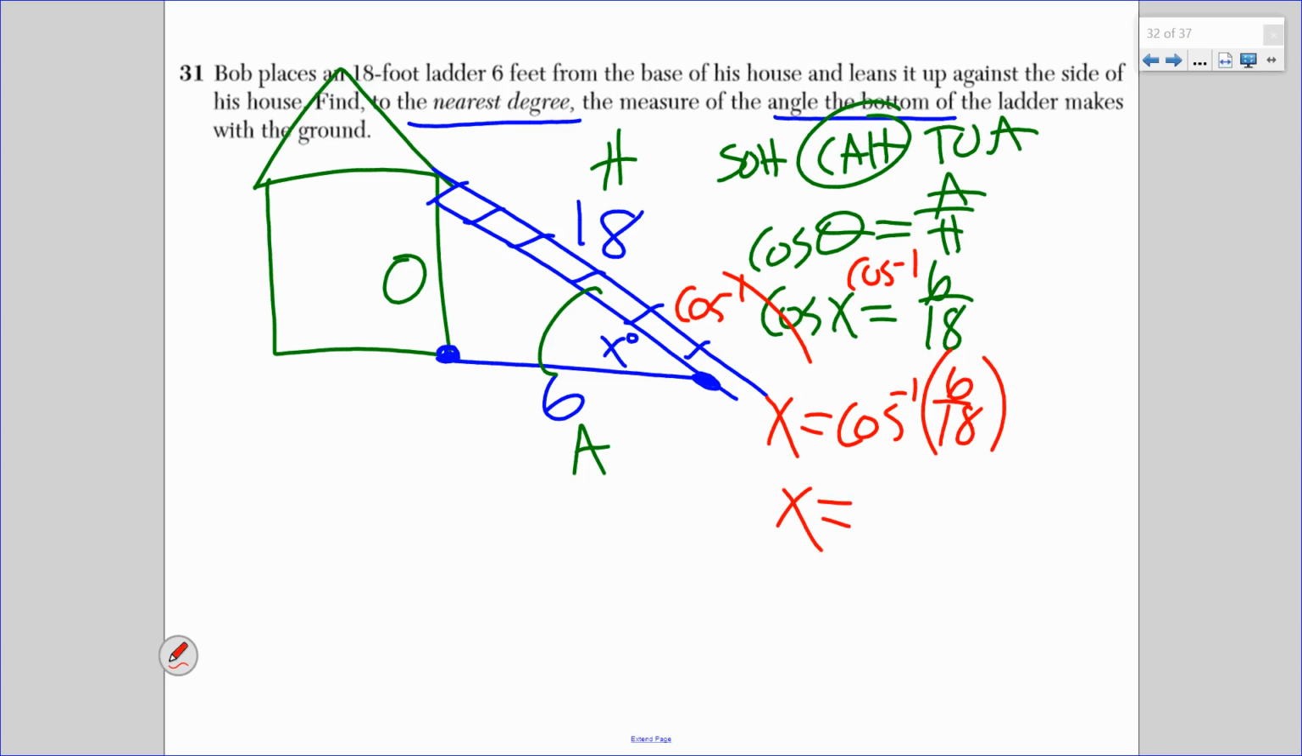Please make sure you're in degree mode. If you're not in degree mode, you're losing a lot of points. I got as my answer 71 degrees. Also, make sure you round correctly. If you don't round correctly, it's going to be rough. You're going to throw away a lot of points by rounding incorrectly.